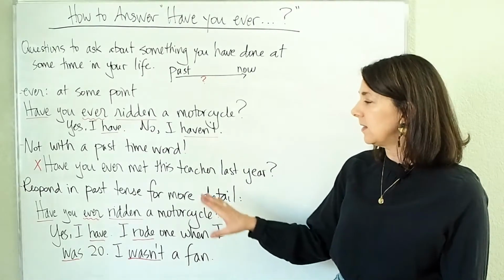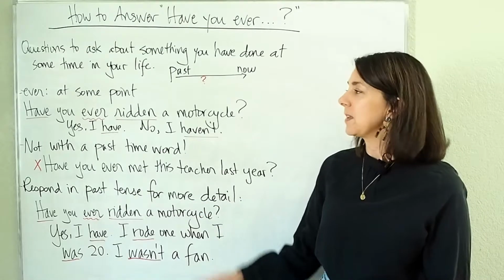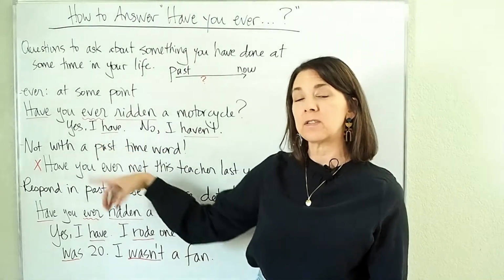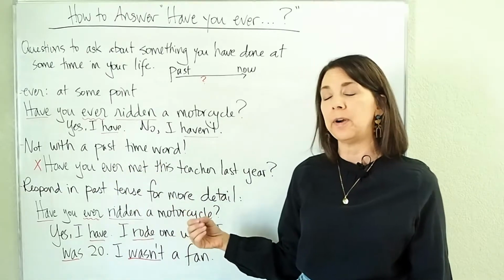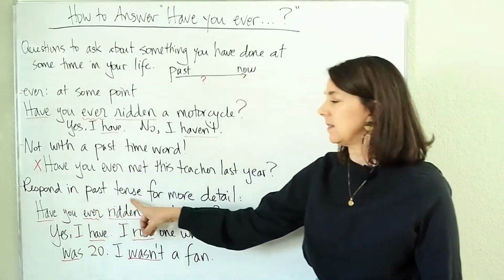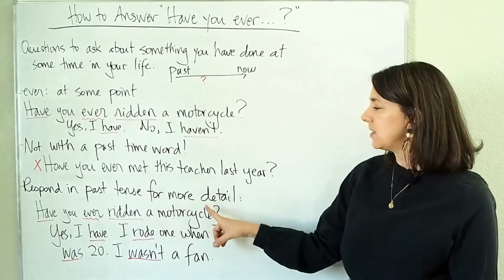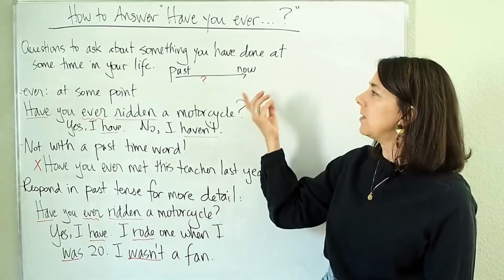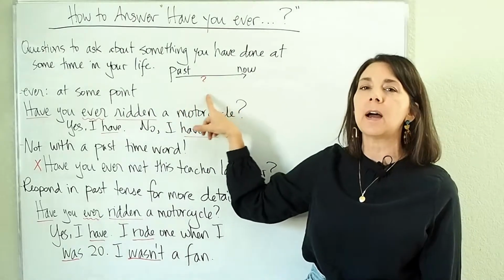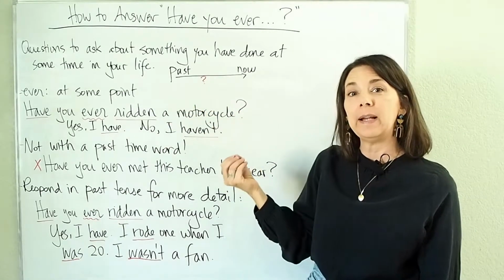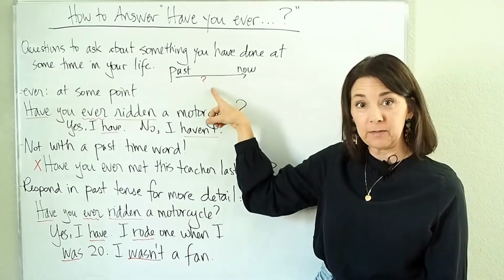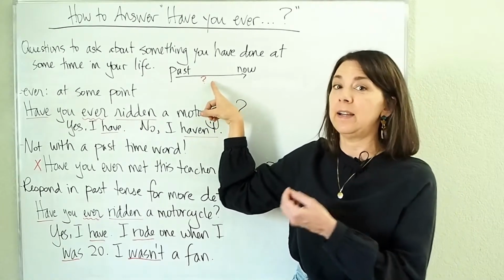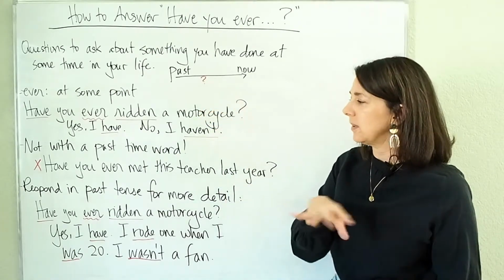Okay, next, let's look at how you can respond. So again, you can respond with a short answer, yes, I have, no, I haven't, or you can also respond in past tense to give more detail. So what's happening here? Again, the question is asking about some time in the past, but when you answer, you might want to be specific and tell, yes, I did that 2 years ago. So let's take a look.